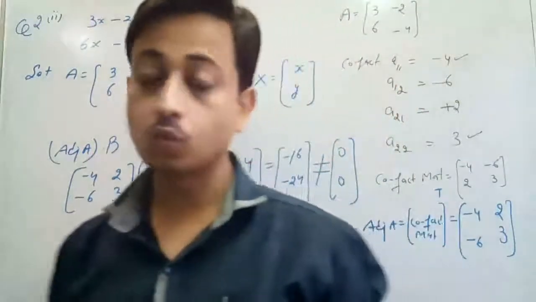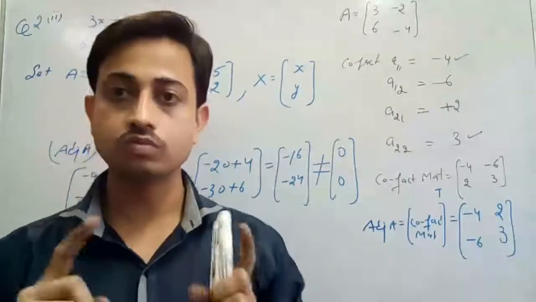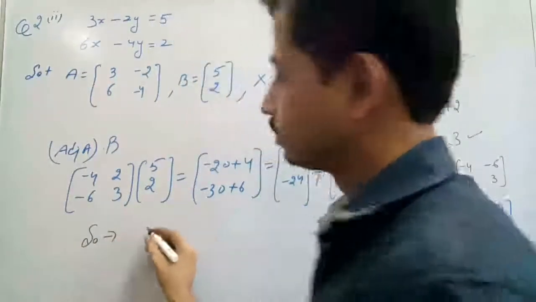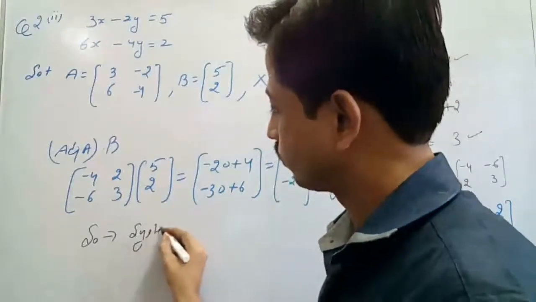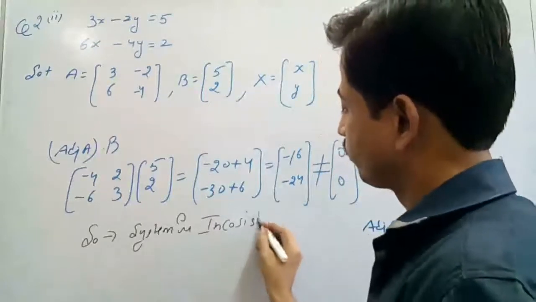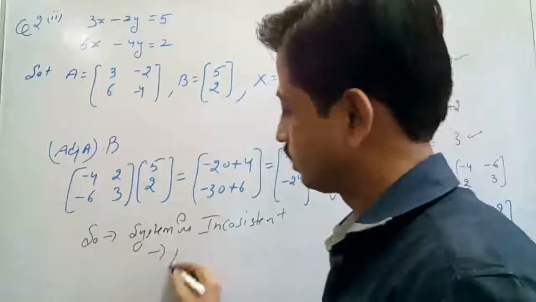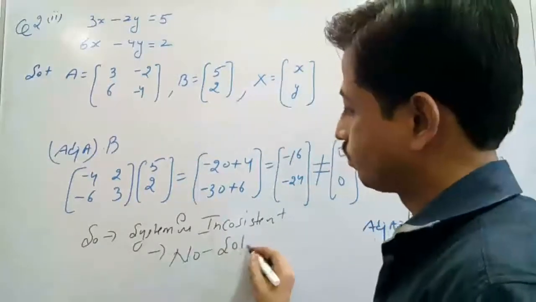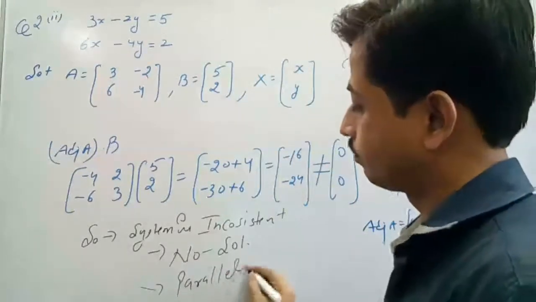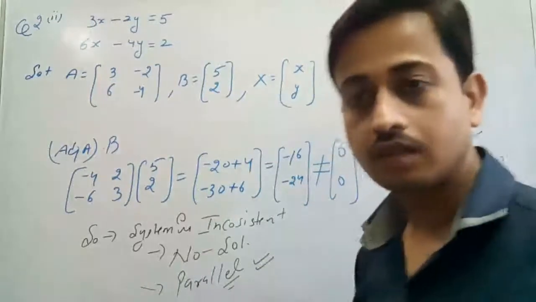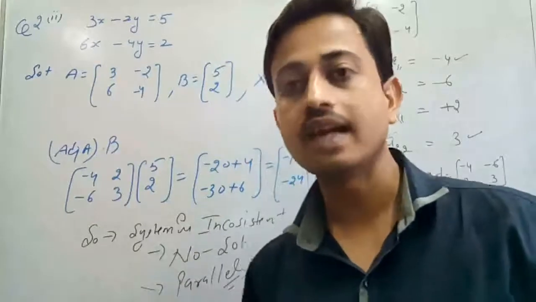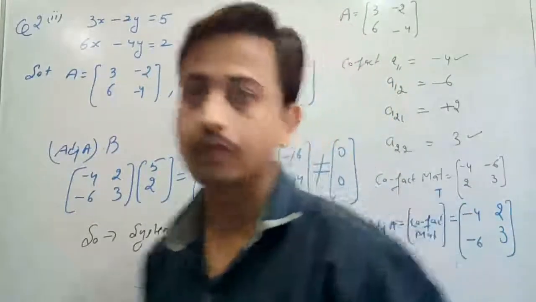Which is not equal to 0 matrix. So if this one is not equal to 0, then what's the condition? So system is inconsistent and has no solution, and lines are parallel. So there is no need for further calculation because we don't get any solution. Please make a note.